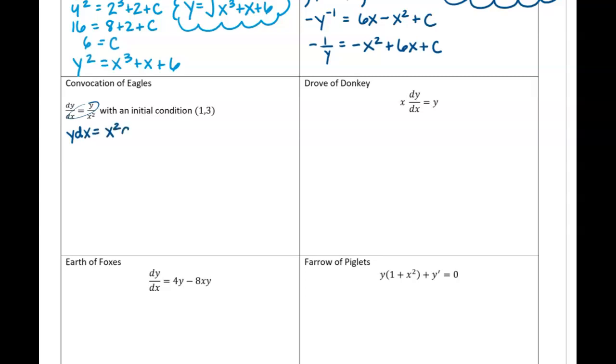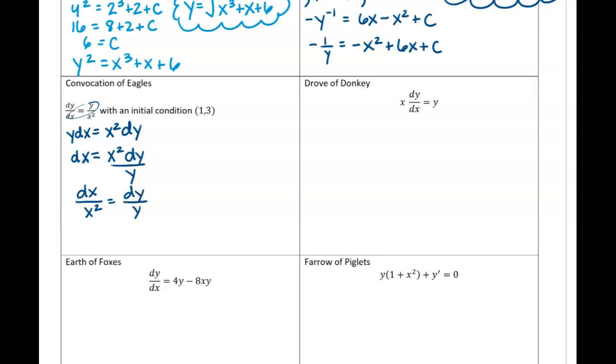equals x squared dy. Well, we can't divide by y, or dy rather, because then we have a dy in the bottom, and that's bizarre. But we can divide by y, and then we have dx equals x squared dy over y. And then we can divide by x squared, and we get dx over x squared equals dy over y.